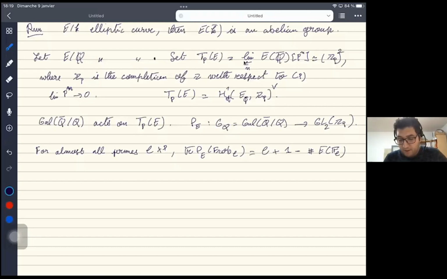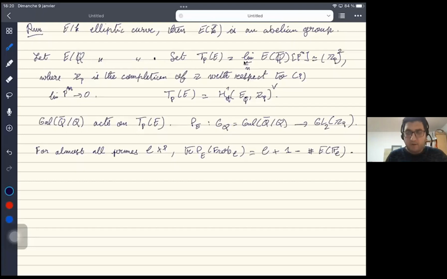It will be L plus 1 minus the number of solutions in F_L, the residue field of characteristic L, of your elliptic curve mod L, because you can reduce your coefficients, which are integers, mod L and get an elliptic curve over F_L. Here it's the number of solutions exactly in F_L and not in a finite extension. This is somehow an analog of the Brouwer theorem about fixed points, but in étale cohomology. This follows from the Lefschetz theorem.